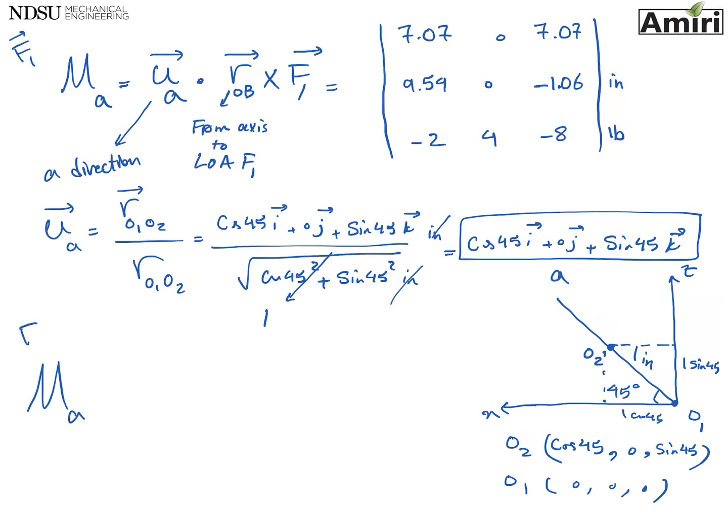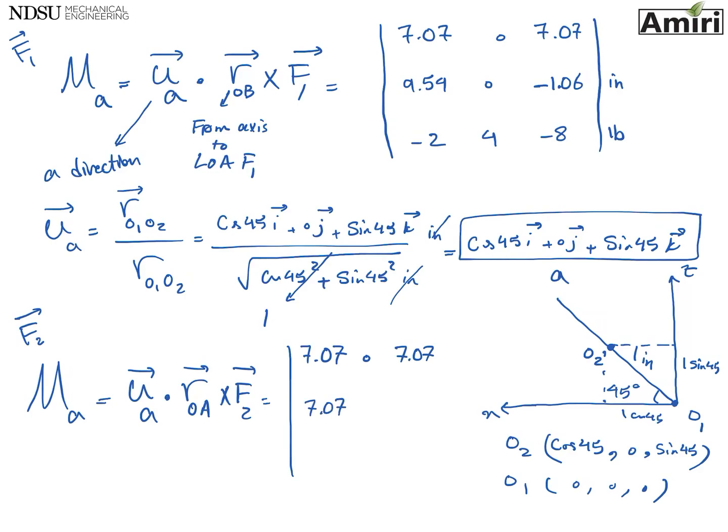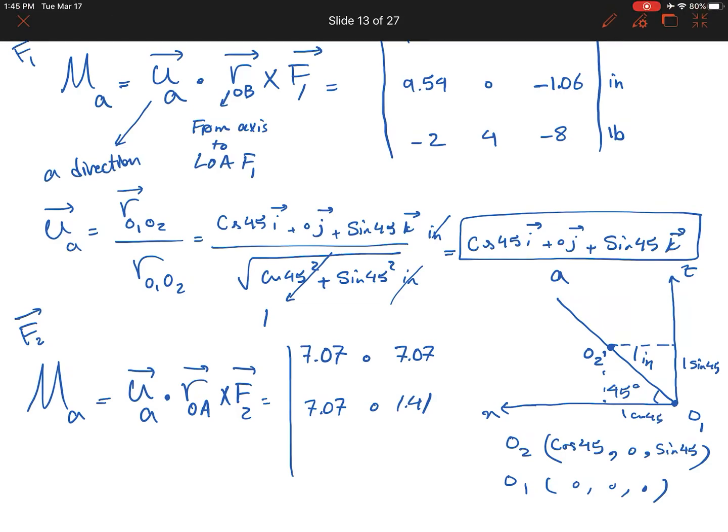Now the moment about the axis, this is for F2: unit vector of A, then R, OA, cross F2. The unit vector is 0.707, 0, 0.707, and OA, which was 7.07, 0, 1.41. Alright, I have to apologize, these cosine and sine values are 0.7, so let me just correct that really quick.